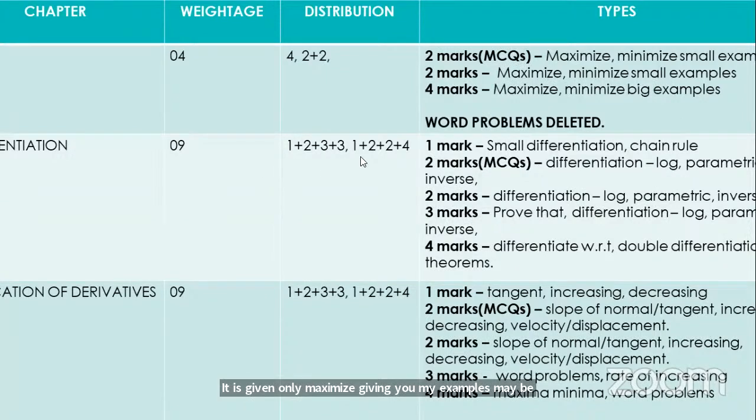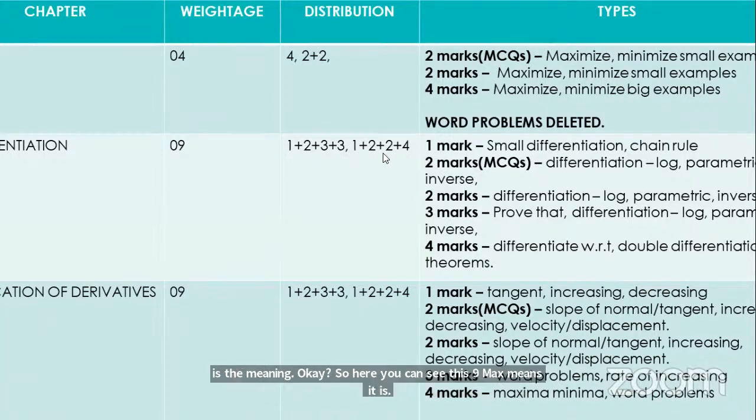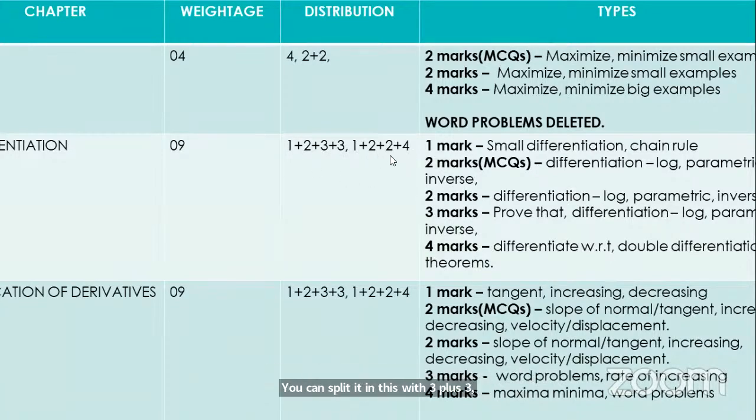Okay. So here you can see this 9 marks can be split in this way: 3 plus 3, 2 plus 1, or 3 plus 6, 2 plus 4. So this chapter is very, very important because it is having more marks. You cannot leave it as an option. You have to do both the chapters. Both are connected, derivatives and its application. So 9 plus 9, 18 marks.